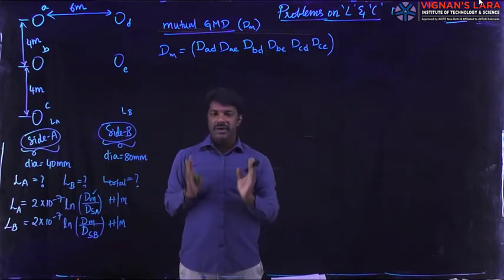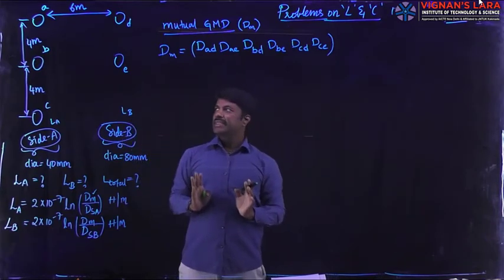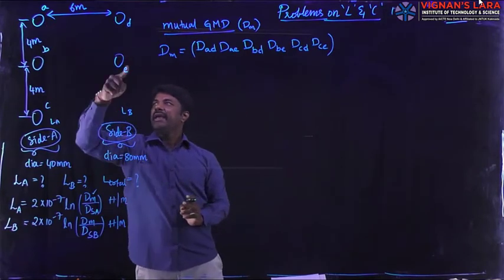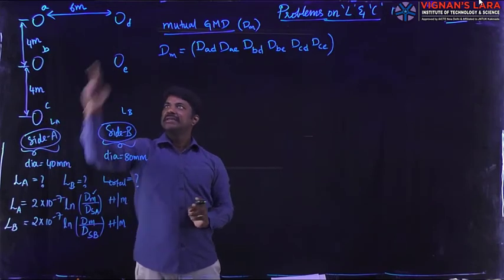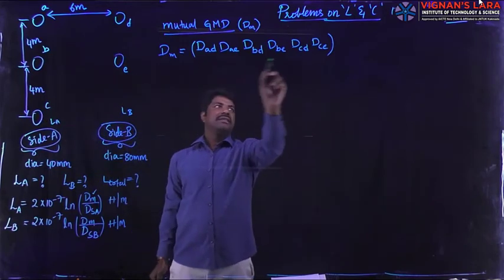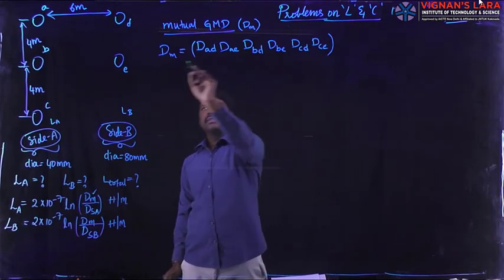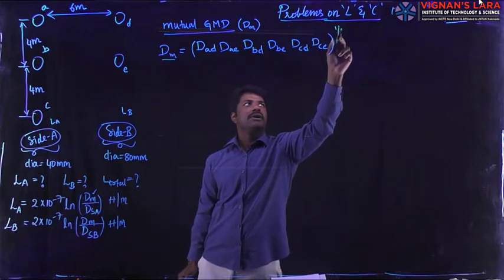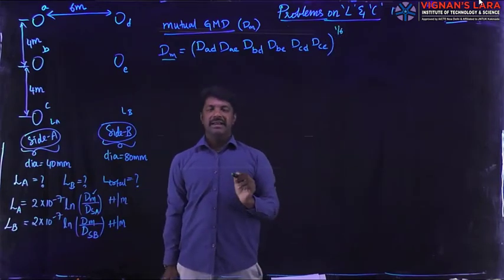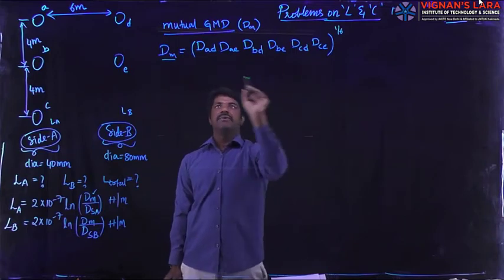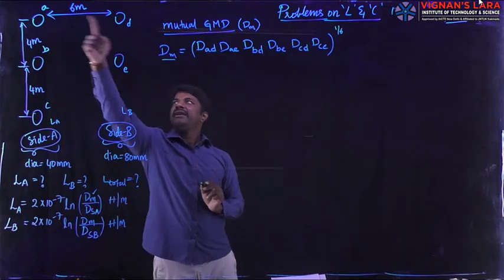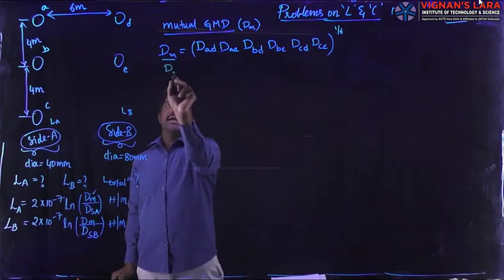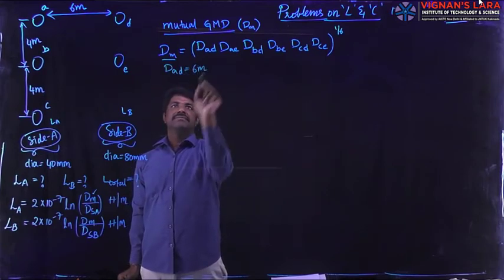So the minimum possible distances we always have to identify. In this case there are 6 quantities in total. They are AD, AE, BD, BE, next CD, CE. All these are the 6 possible distances. To get the mutual GMD, I have to take the product of all those 6 possible distances whole to the power 1 by 6. Then let us see in detail what distances are available here. DAD, between A and D, directly in the problem they have given that it is 6 meters. So DAD is equal to 6 meters.